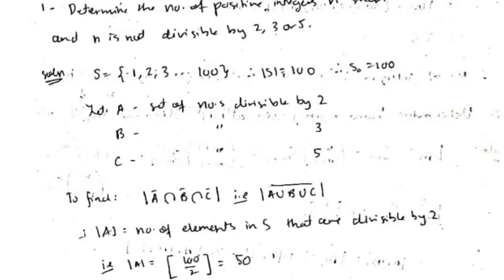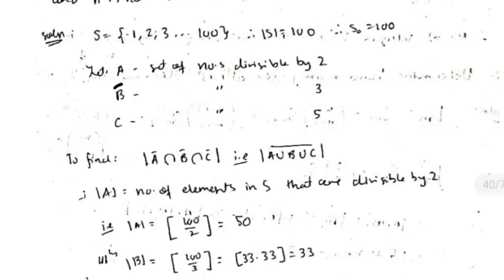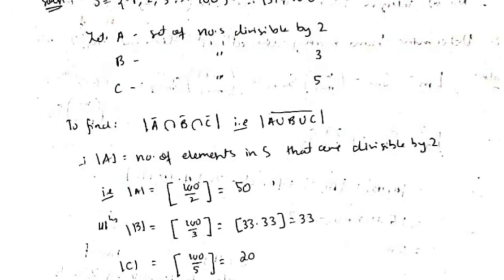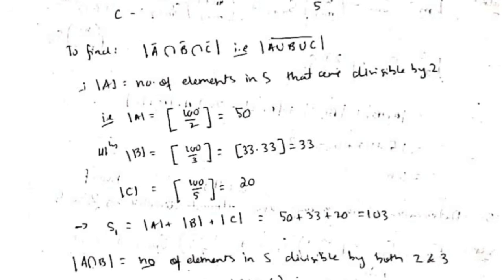For s1, let a be the set of numbers divisible by 2. Similarly for 3 and 5 you will have the sets b and c. Our task is to find how many numbers are not divisible by 2, 3 and 5. So we will take a bar, b bar and c bar, which is equivalent to a union b union c whole bar. First we have to find from the sets a, b and c how many are divisible by 2, 3 and 5.